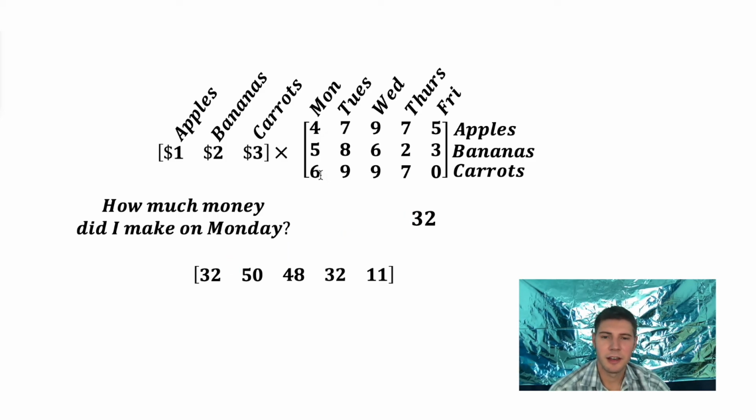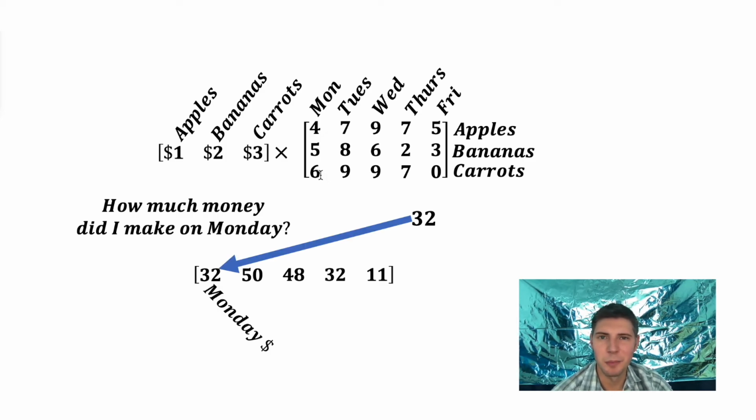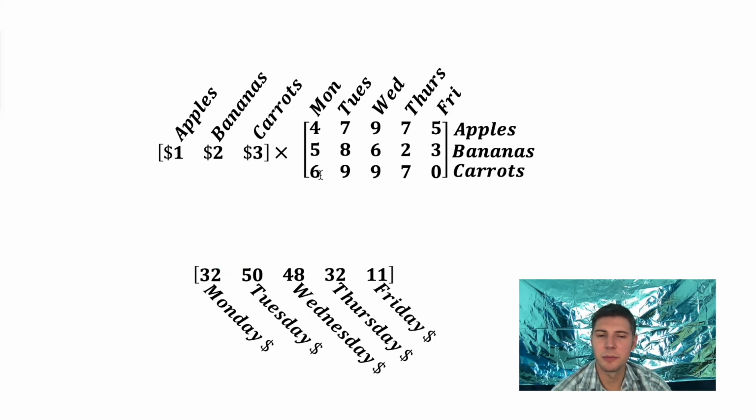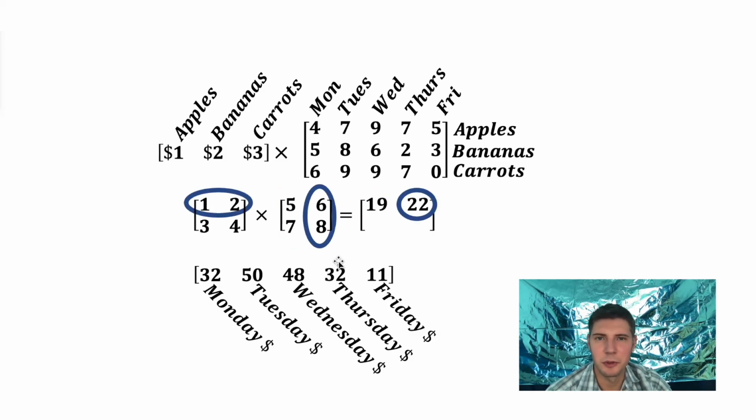These all add up to 32. And that is what I have right here. And that tells me Monday's money. Well, it's the same thing for the rest of these. This is going to be Tuesday money, Wednesday money, Thursday money, Friday money. And this is just an example of why we do matrix multiplication in this way.